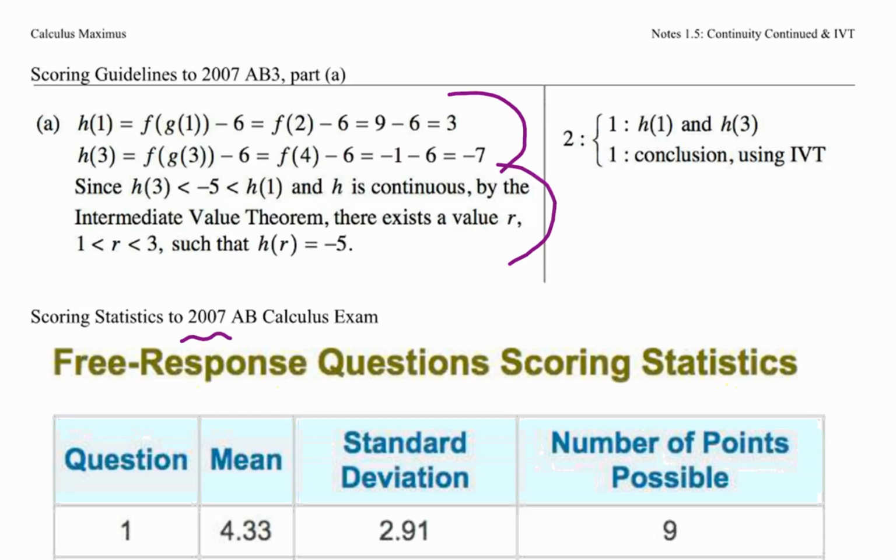Funny thing is, I actually took the 2007 AB calculus exam. I'm going to assume that I was one of these people who got 9 points to bring up the mean, but we'll see. All right.